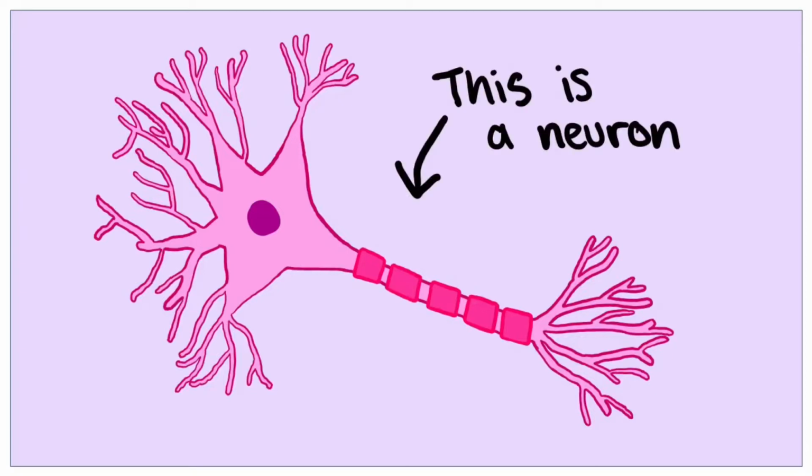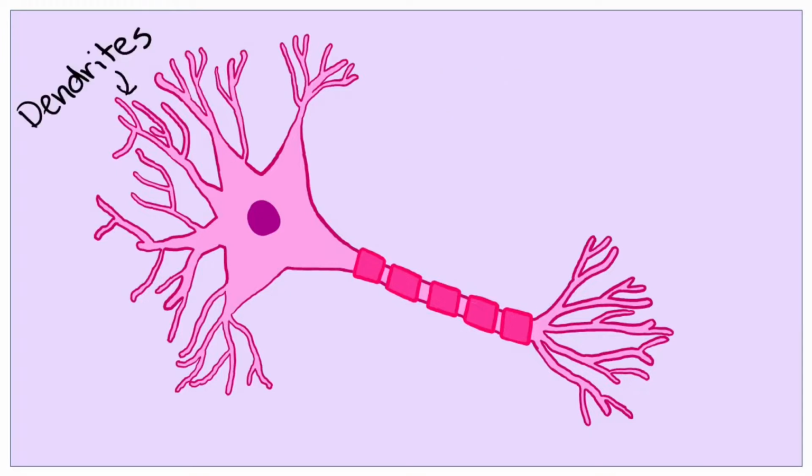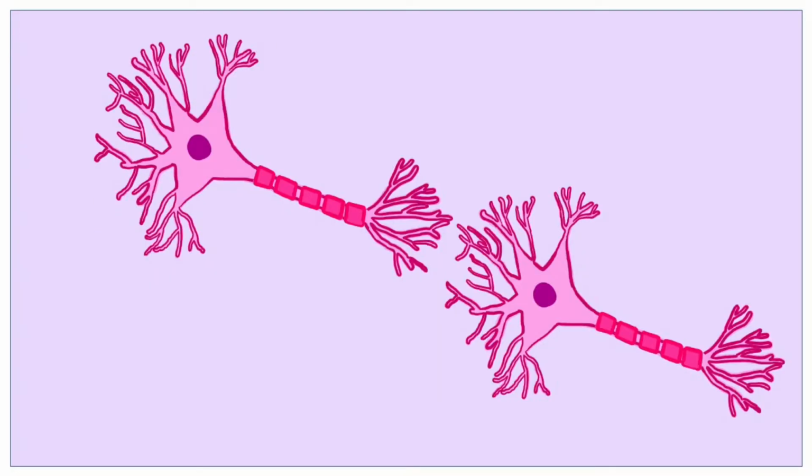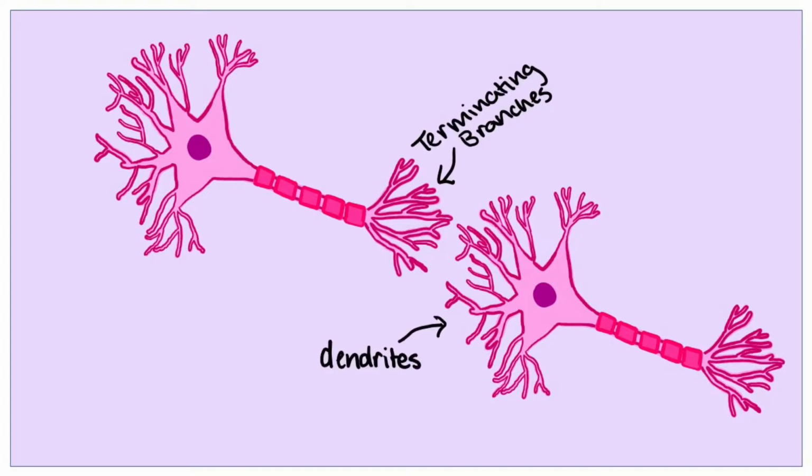This is a neuron. More specifically, it's a myelinated neuron. It consists of the dendrites, cell body, nucleus, axon, myelin sheath, and terminating branches. Here is a rough sketch of how two neurons would line up with each other. The terminating branches of the sending neuron would be in line with the dendrites of the receiving neuron.